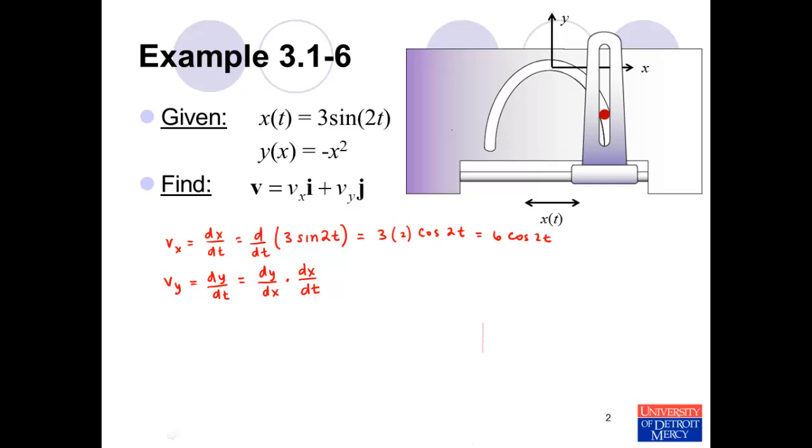So looking at this, this is just the derivative of minus x squared with respect to x. When we take the derivative of a polynomial like that, we bring the 2 down. So we have minus 2, and then we subtract 1 off the exponent. Left with negative x, negative 2x. And then we take the derivative of x with respect to time. And that we actually already have. That was what we found in the first part of the problem.